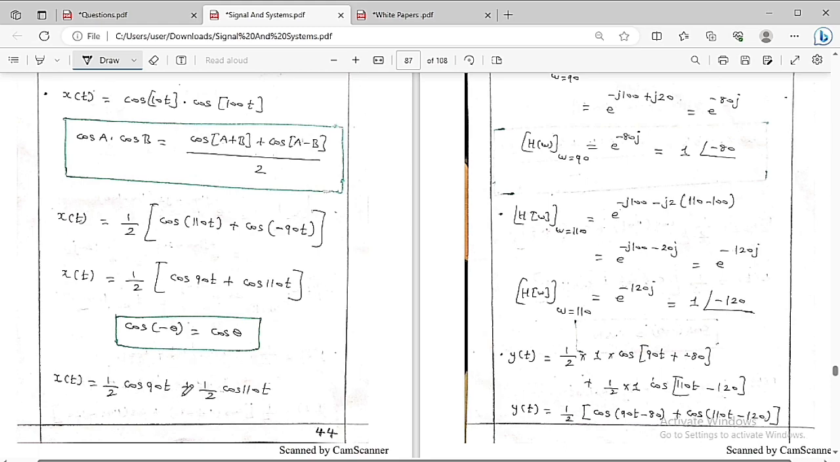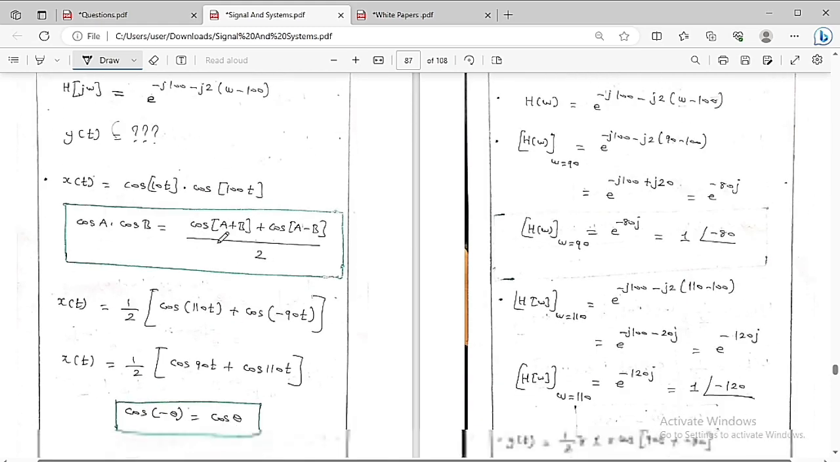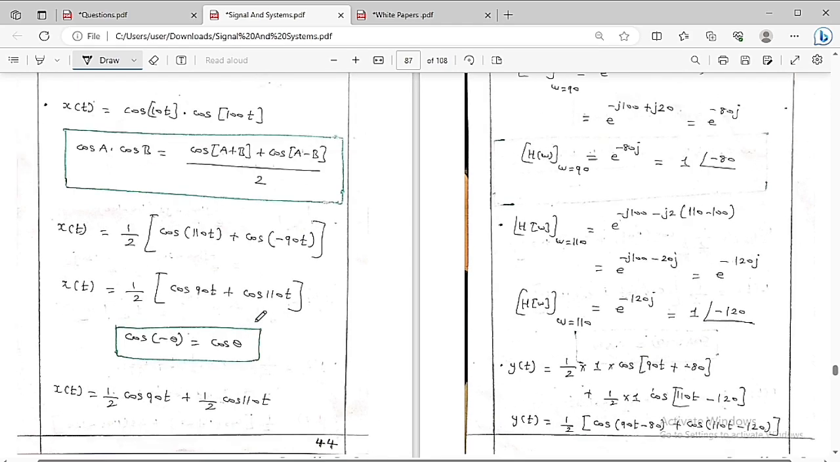I have written it in the summation format. Previously it was in the product format. So now I have written it in the summation format.